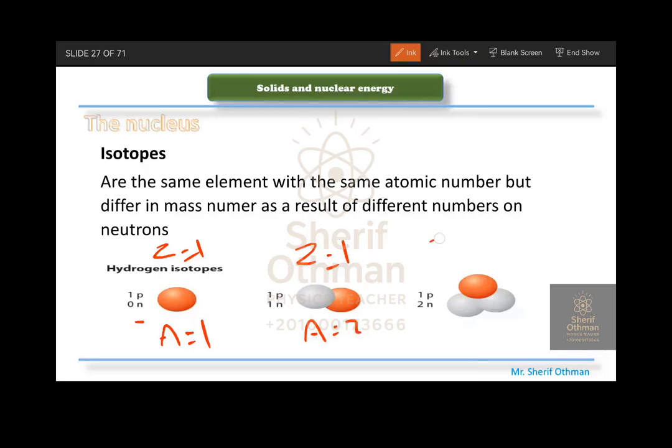Tritium has atomic number of 1 and mass number of 3. As you can see, guys, notice the number which is changed is the mass number, as a result of changing the number of neutrons.